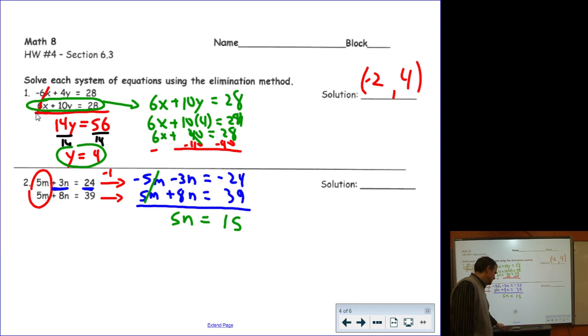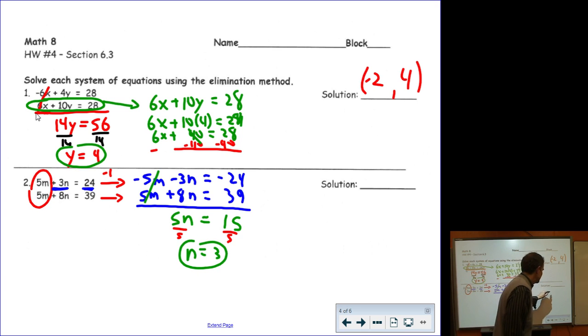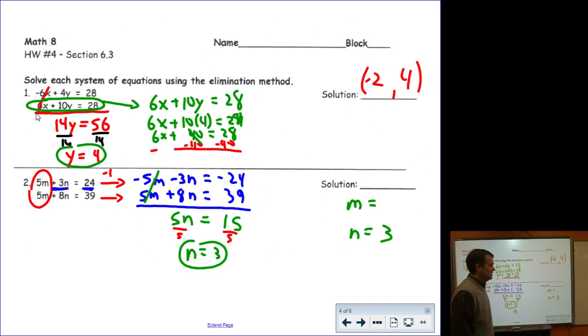I can then go ahead and solve for n by dividing both sides by 5. And I get n equals 3. So I now have half of my answer. Notice I'm not going to write this one as an ordered pair since it's not x and y, although I could write it as an ordered pair, and it would come in alphabetical order, mn.